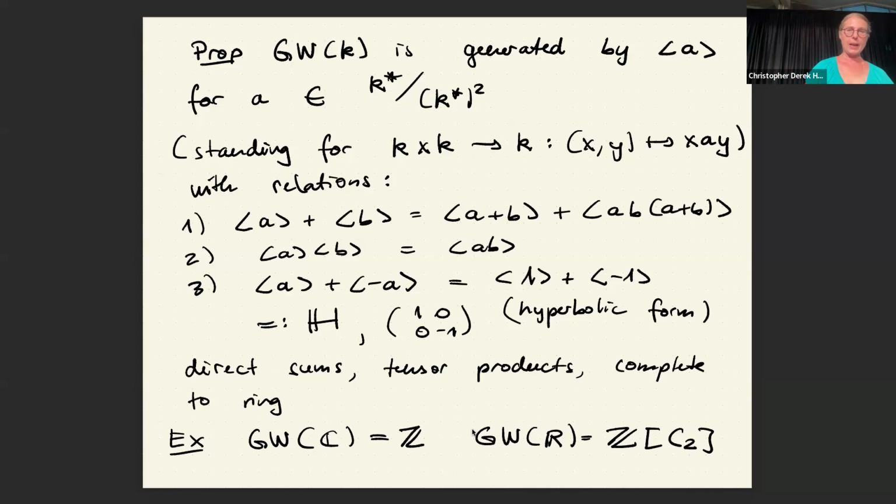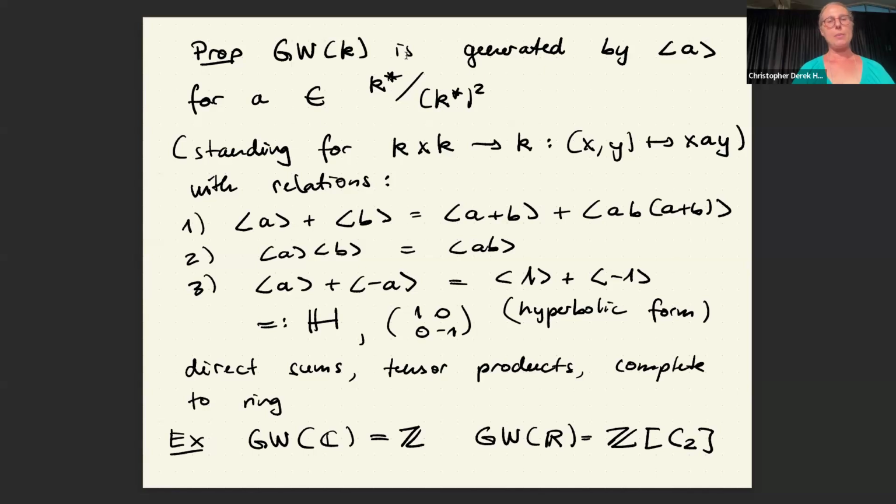Now this GW of K is generated by elements that look like this, brackets A, for an element A in K star modulo K star square, and this symbol stands for the quadratic form that goes from K times K to K, and sends, in this case, two numbers X and Y to just the product X A Y. Or put differently, you can just think of the 1 by 1 matrix that has the element A as entry.